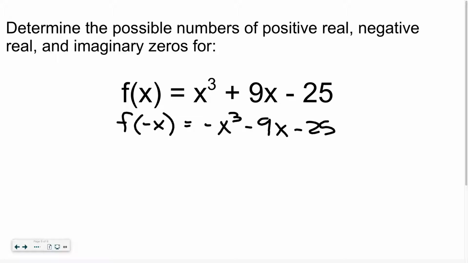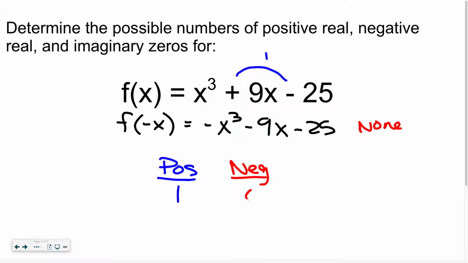Let's see. Count your sign changes in f of x. Looks like 1. So for positives, I have to have 1. Count my sign changes for f of negative x. None again, right? So there are 0.